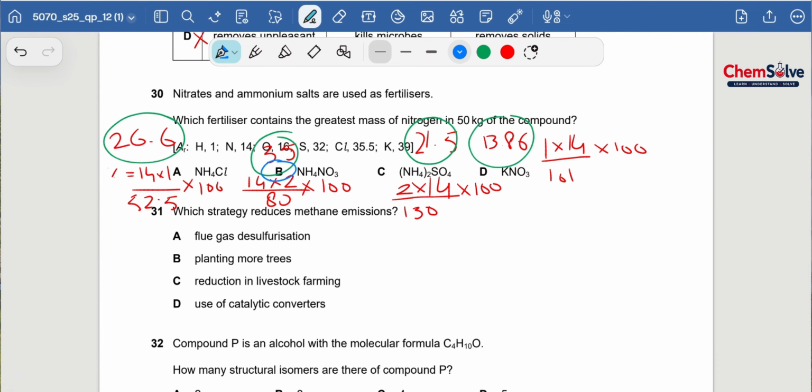Which strategy removes methane emission? Okay, methane is basically obtained from the livestock farming. It means if we reduce the livestock farming, obviously the methane emission would be reduced. So option C is the correct one.